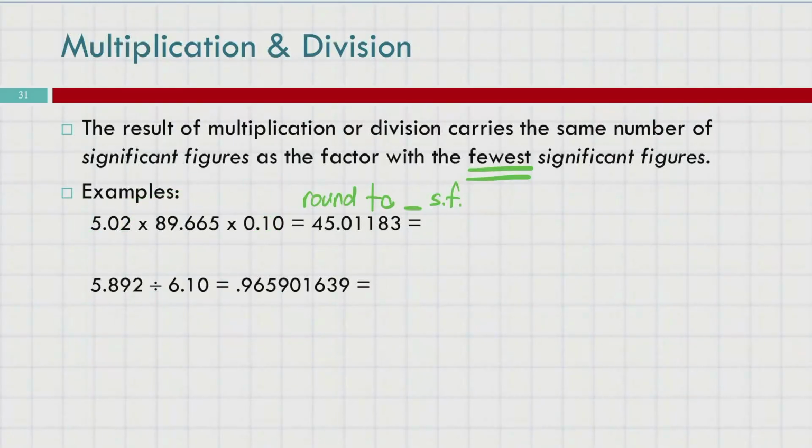How many significant figures does 5.02 have? 3. We've got our non-zero numbers. We've got an interior 0. So we've got 3 sig figs. For 89.665, those are all non-zero numbers. They're all significant. We've got 5 significant figures.